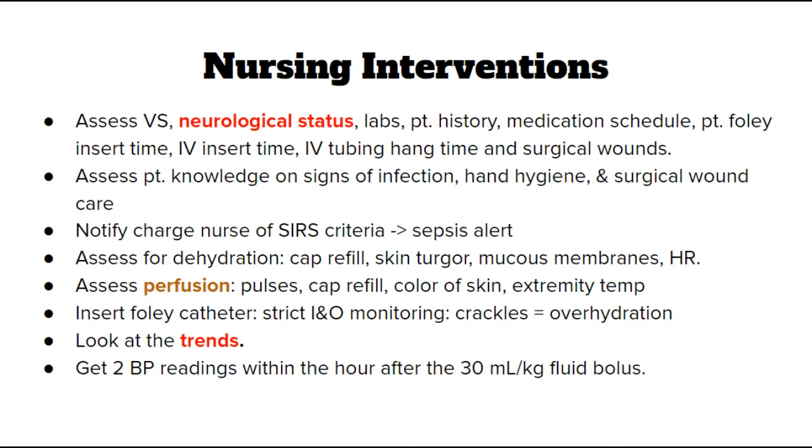Notifying the charge nurse of SIRS criteria for a sepsis alert is a very important part of nursing interventions. Assess for dehydration. Check cap refill, skin turgor, mucous membranes, and heart rate. Assess perfusion. Check pulses, cap refill, color of skin, and extremity temperature. Inserting a Foley catheter will help to monitor strict I's and O's. We are assessing lung sounds for crackles to monitor the patient for overhydration. Look at all the trends from all data collected. Get 2 blood pressure readings within the hour after the 30 milliliters fluid bolus.